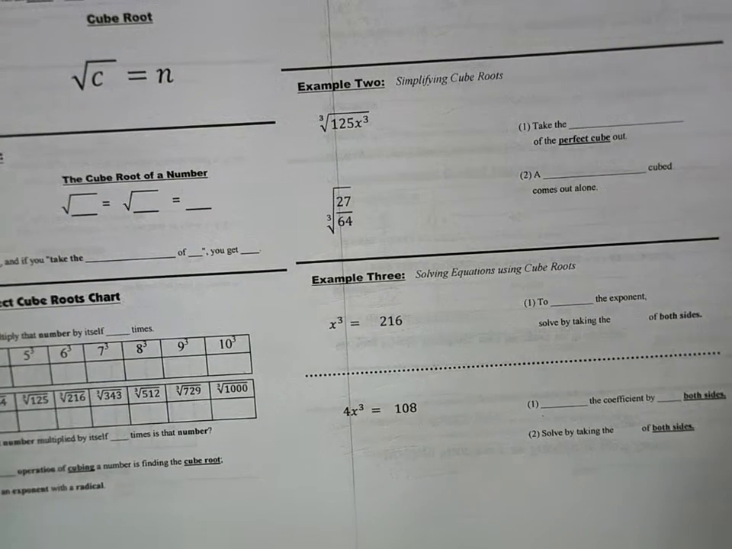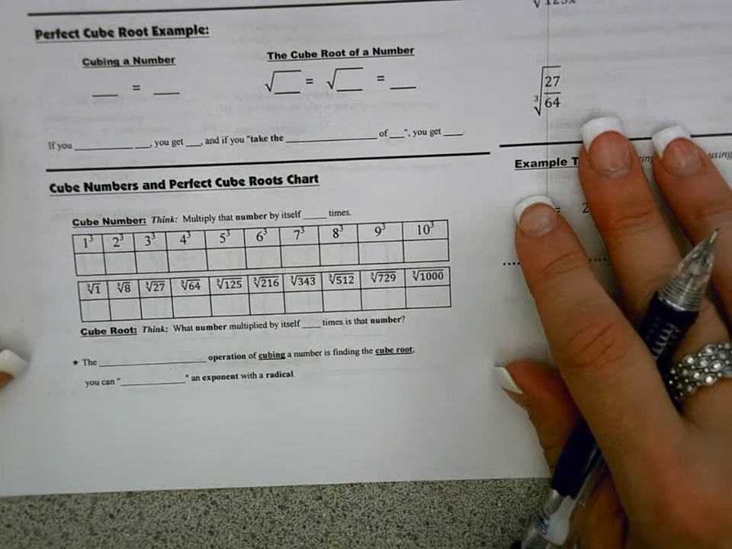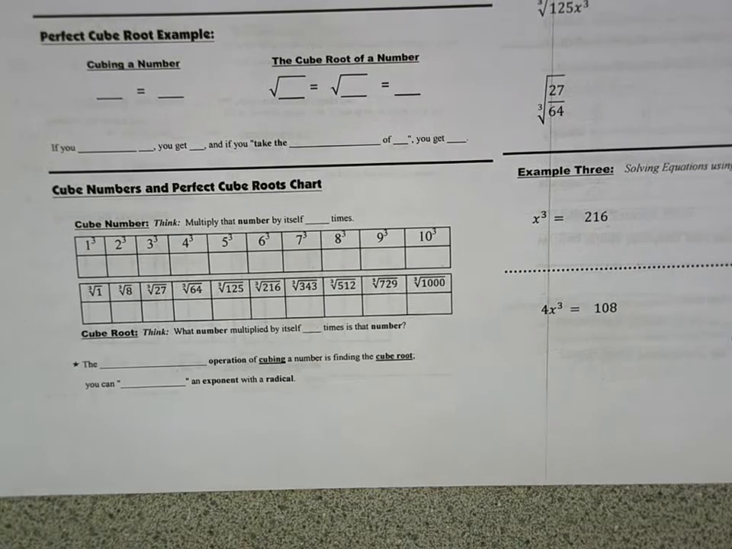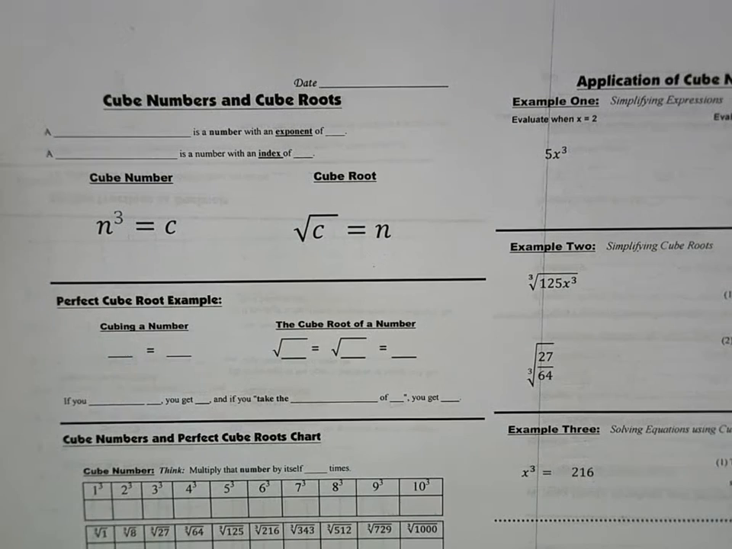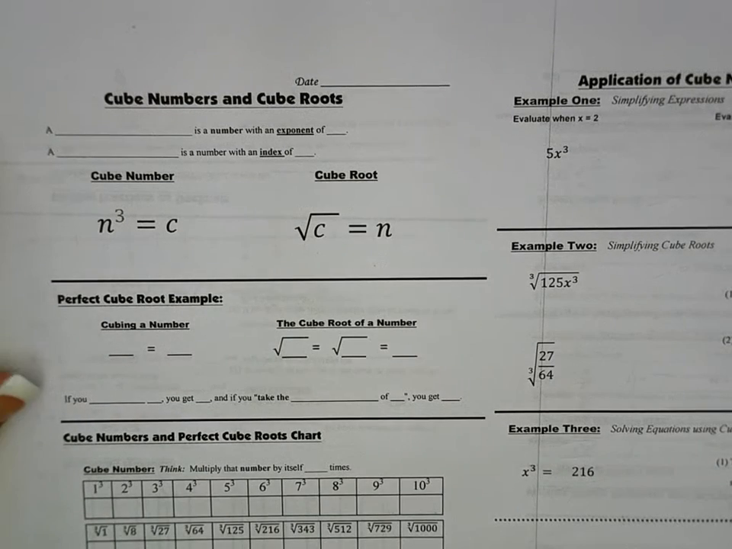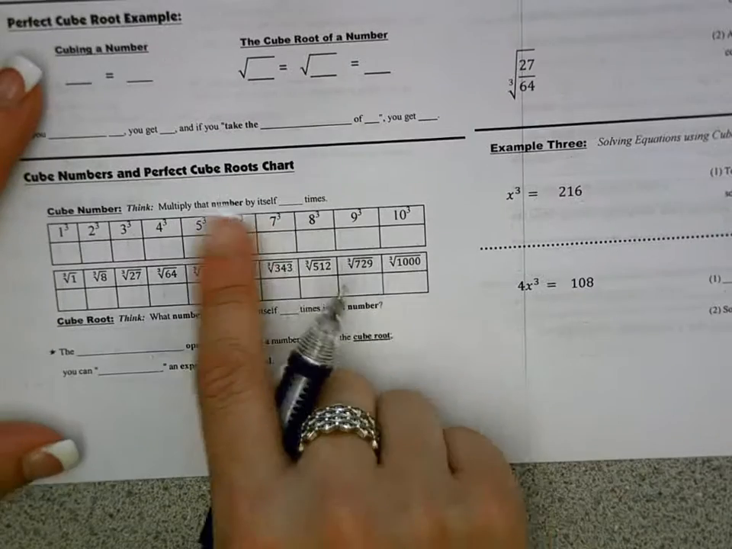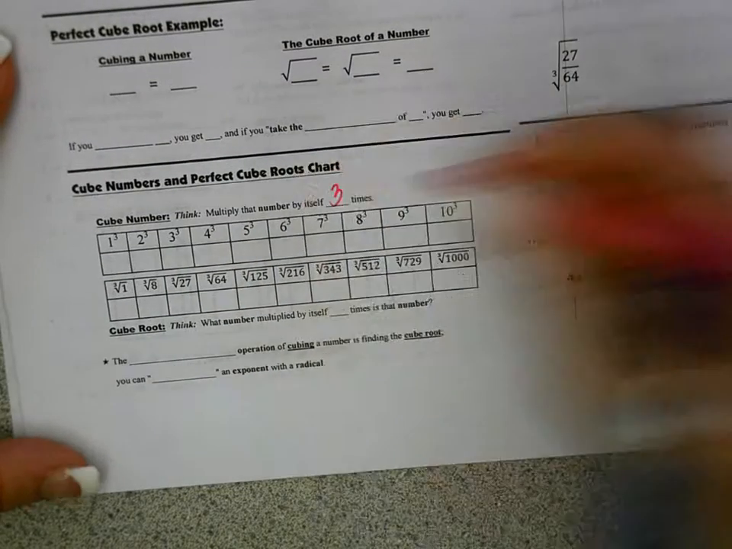Cube numbers and cube roots. Okay, a perfect cube and a perfect cube root. Cube roots and perfect cubes mean an exponent of what? A perfect cube means you're multiplying a number by itself how many times? 3 times. So basically like 1 times 1 times 1.